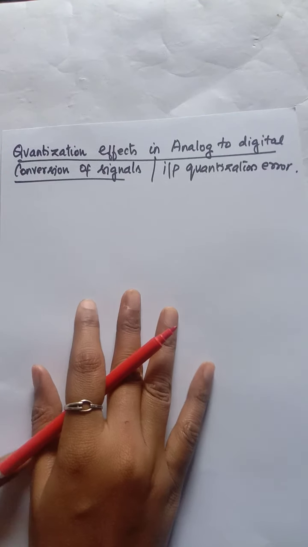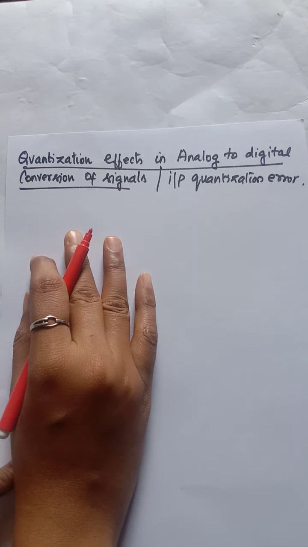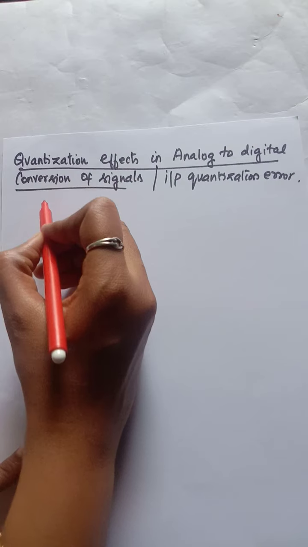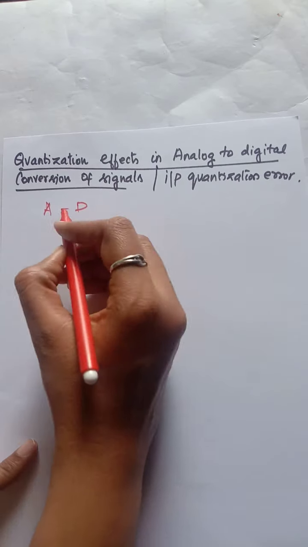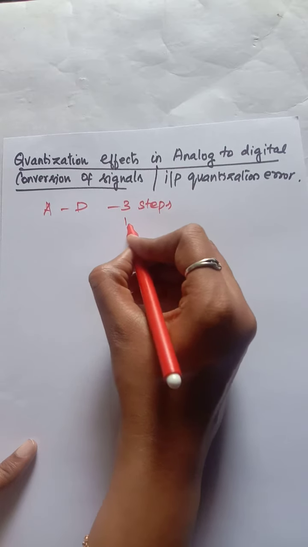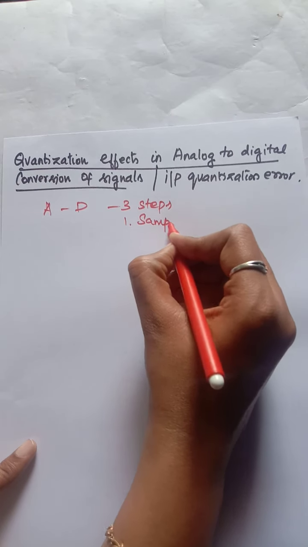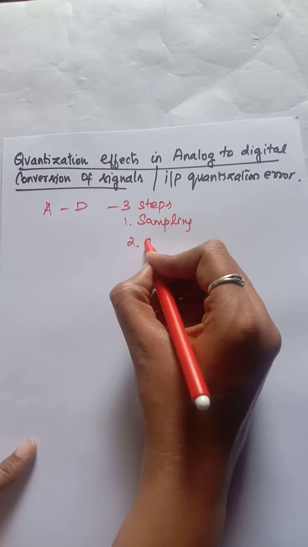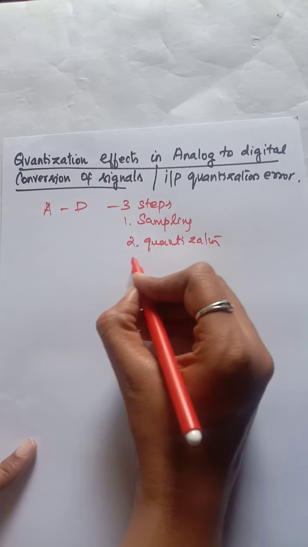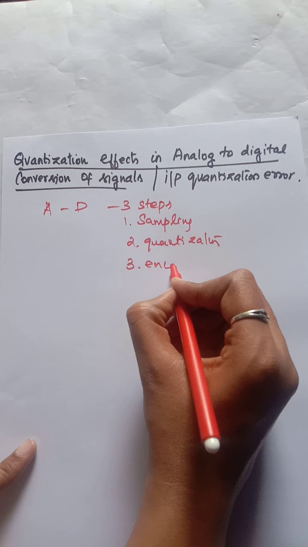Next topic is quantization effects in analog to digital conversion of a signal, or input quantization error. So we know that in A to D conversion there are three steps involved. First one is sampling, second one is quantization, and third one is encoding.